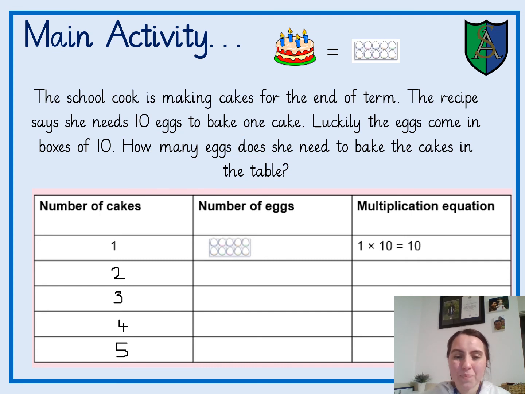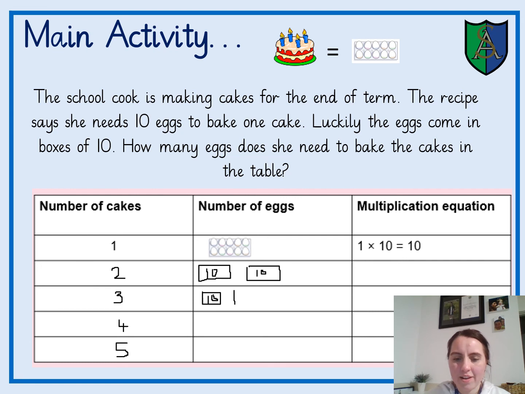Then what I would do is go to my number of eggs column, okay? And I would draw out my eggs. So this time I need 2 boxes of 10 eggs in each. The way that I'm going to draw it is I'm not going to draw my 10 little eggs. I'm just going to put a 10 in there and a 10 in there because I know that that represents 10. Then I'm going to do my 3 boxes with 10 eggs in each.